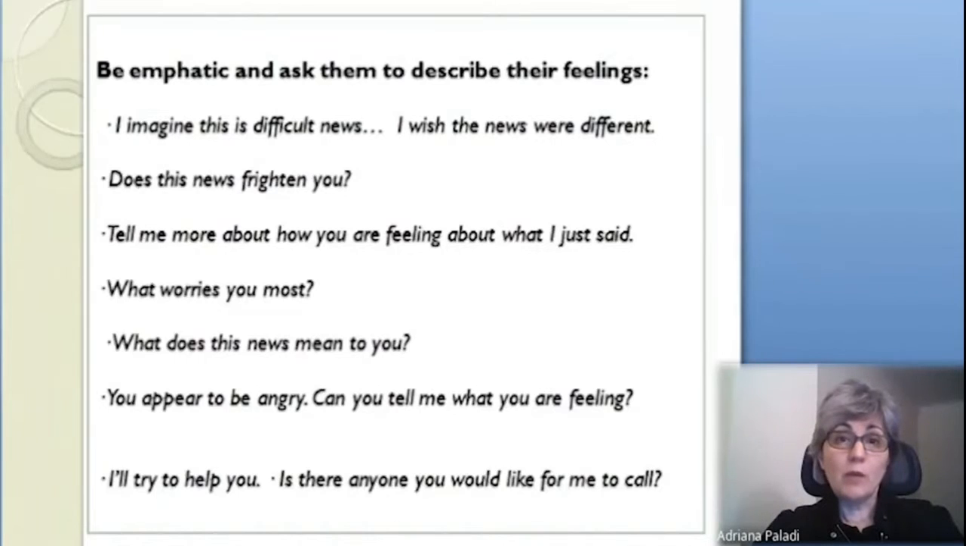To be empathic and to ask the family and patient to describe their feelings, you can use the following expressions. I imagine this is difficult news. I wish the news were different. Does this news frighten you? Tell me more about your feelings. What worries you most? What does this news mean to you?